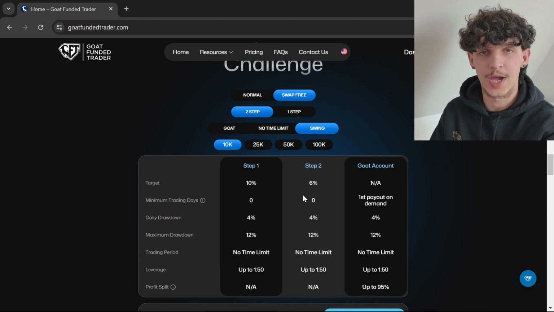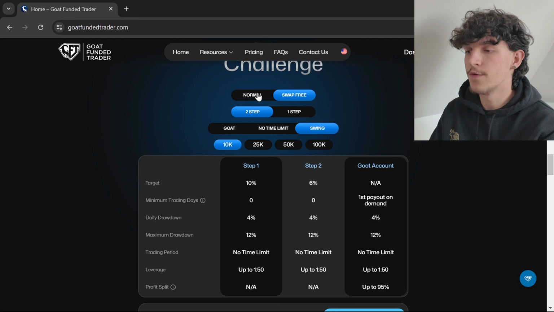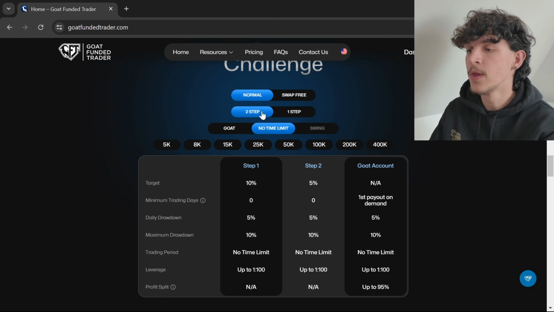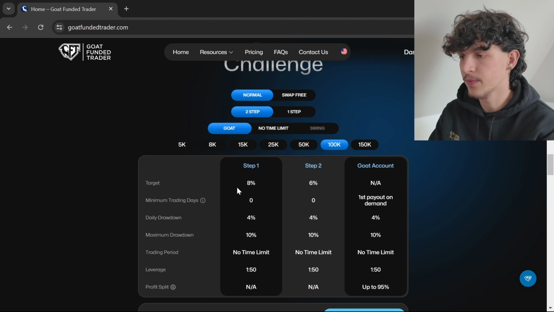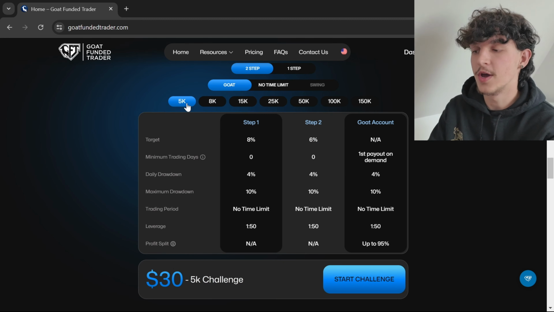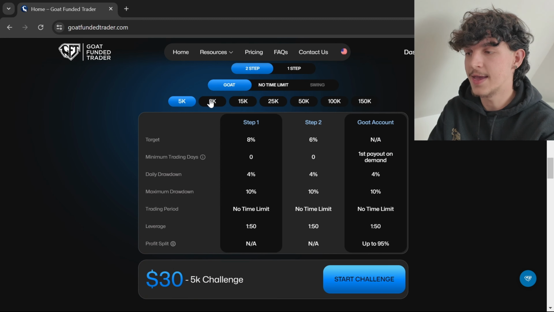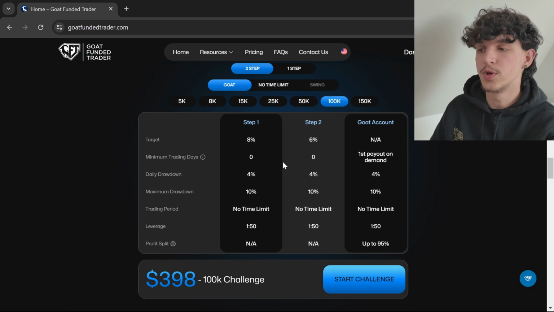Let's go through my favorite challenge. This is the challenge that I would typically go for, and this is the challenge I would recommend you traders do. So we're going to just go for normal, so we're not going to go for swap free. We're going to go two step, we're going to go GOAT, and we're going to go for a 100K challenge for this example. We also have a 5K and an 8K challenge, which are only $30 for the 5K, and then for the 8K, it's $54, which is brilliant. But for this example, we'll use the 100K.